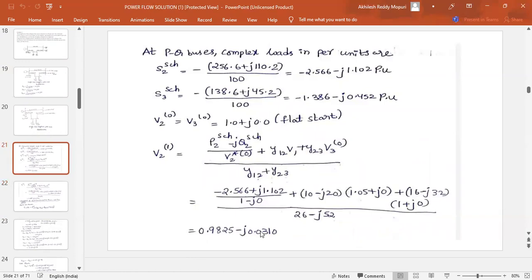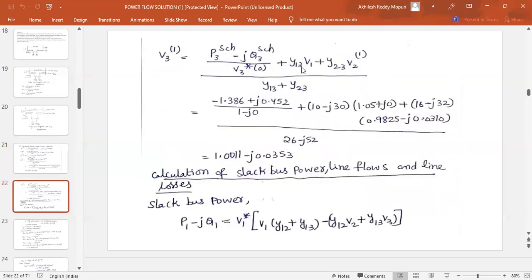Note this is a very important point. In the calculation of V2, since we don't know V3 of 0, we will be taking it as flat start voltage. V1 is a slack bus, so the given voltage will be taken. In the calculation of V3, V1 is always fixed, the slack bus. V2, we won't take flat start, as we had already calculated V2; the calculated value is only taken.